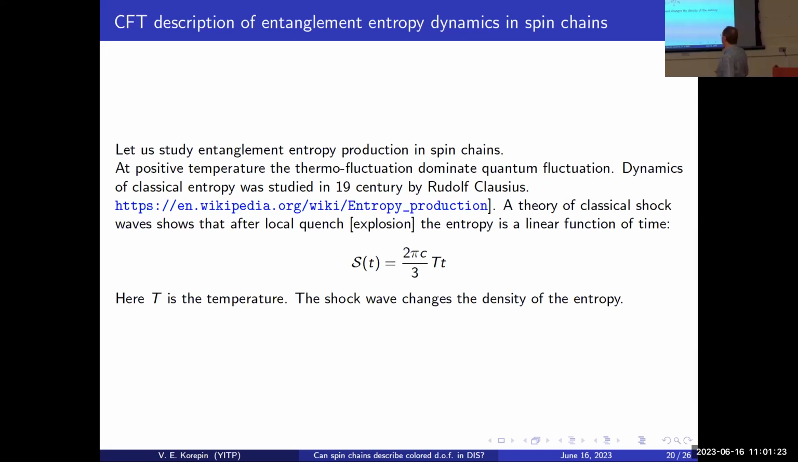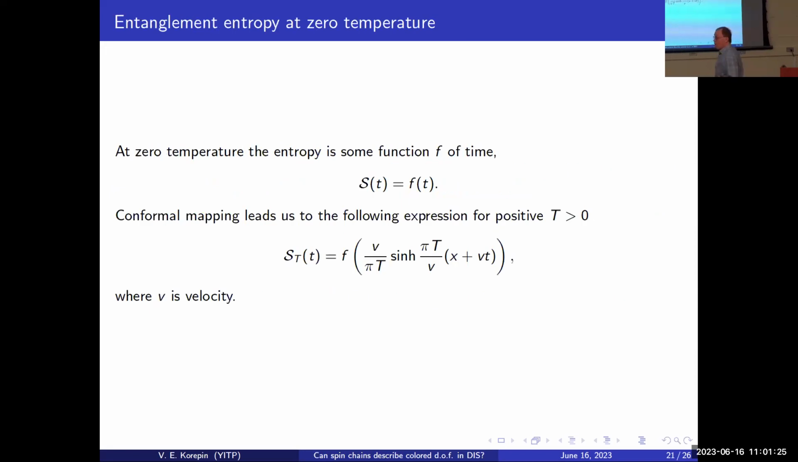I still have half an hour, so let's go through the derivation. Everything I told you so far was without derivation, and you know conformal field theory. So let's use conformal field theory to show that in the classical case it is linear, but in the quantum case it is logarithmic in time. At zero temperature, entropy is some function of time, and eventually we'll write a functional equation and get that this is log. Then I can do a conformal mapping from zero temperature to positive temperature.